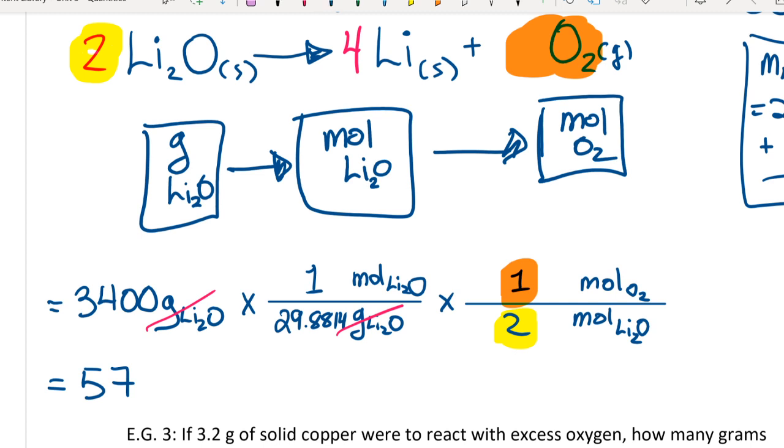All right. And you're right. So 57, what's the unit here? What unit canceled? What's left? Moles of what? Good, because these cancel and we're left with moles of O2. And Ms. Rutledge very cleverly rounded this to 57. Why did she round it to 57?